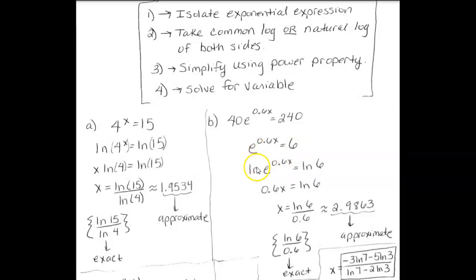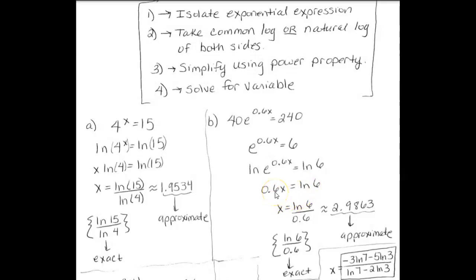Base e would always mean natural log. Take the natural log on both sides. Apply that log function to both sides. So then, because the base of the natural log is e, and this is base e, remember it would simplify to just the exponent, 0.6x. The other side is just simply natural log of 6.